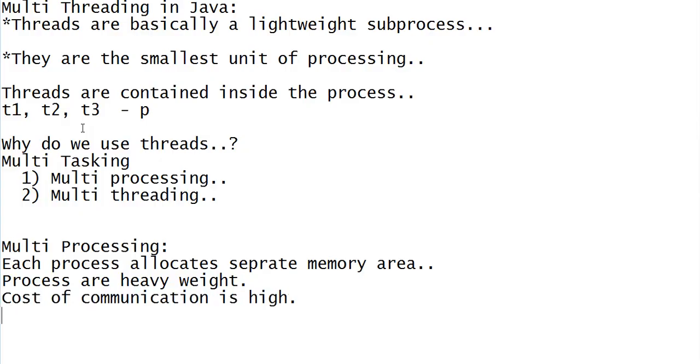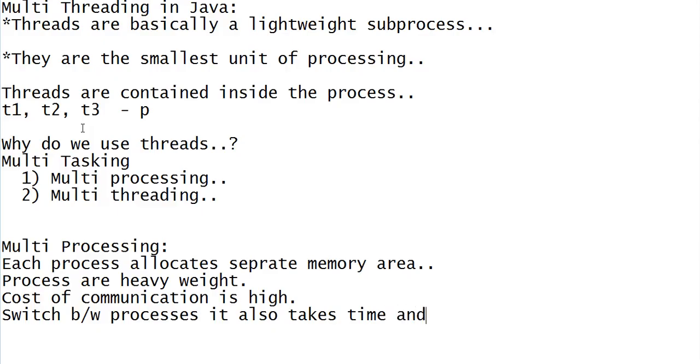Here we are talking about that communication, and in multiprocessing that communication cost is high, because each and every process is heavyweight. So the cost of communication between each process is high. And at the same time, when you switch between various processes, it also takes time and is more complex than in multi-threading. In multi-threading, what happens?